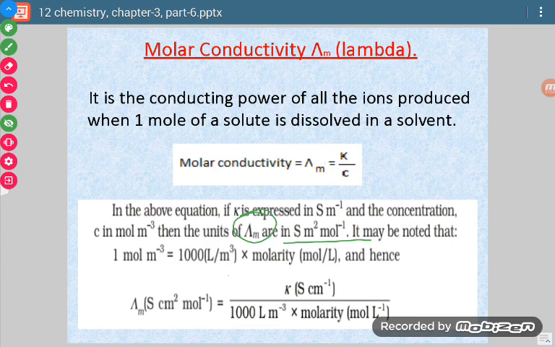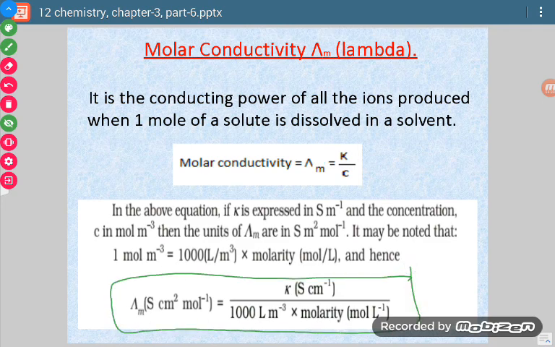Now we must remember the conversion of units also. 1 mole per meter cube is equal to 1000 liter per meter cube multiplied by molarity. Molarity units are mole per liter. So if we want to replace 1 mole per meter cube, we can replace it by 1000, having unit liter per meter cube, multiplied by molarity, which has units mole per liter. If we write these units, then this becomes the equation.